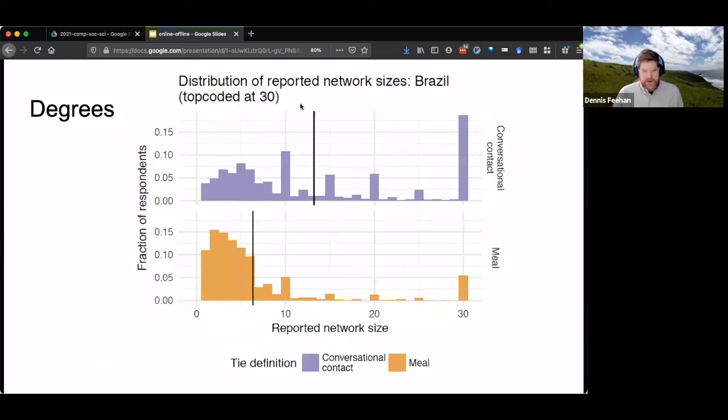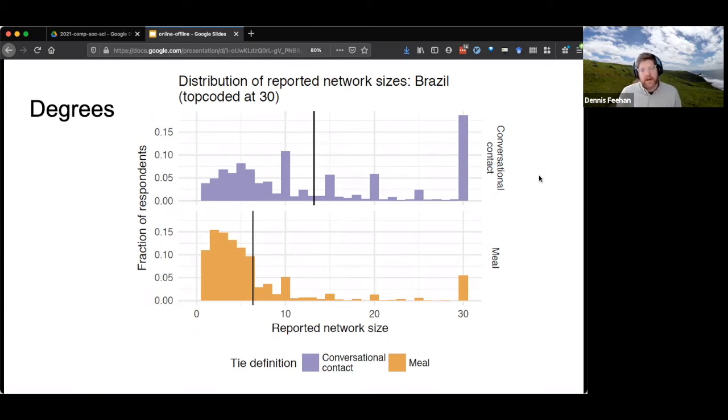So this shows the results from Brazil. In the top in purple, we have the distribution of reported conversational contact network size, and in the bottom in orange, we have the distribution of reported meal network sizes. And there are a couple of particularly salient things to notice here. First, as we had hoped or expected, and this vertical line here is the estimated average across all respondents, the meal network is smaller on average than the conversational contact network.